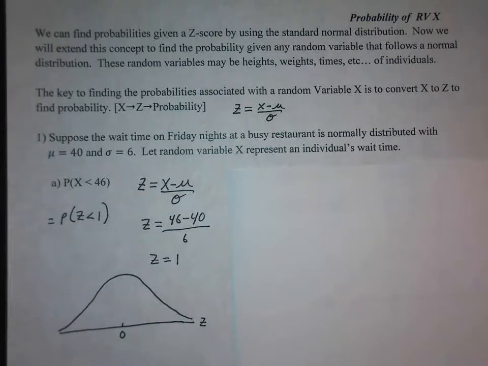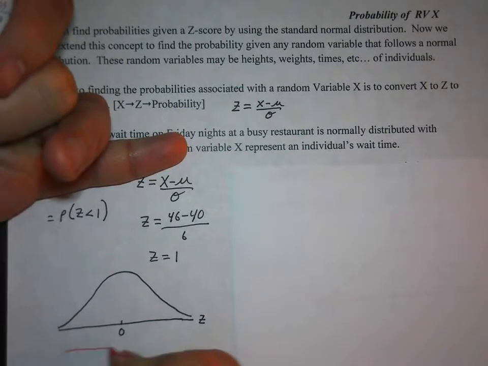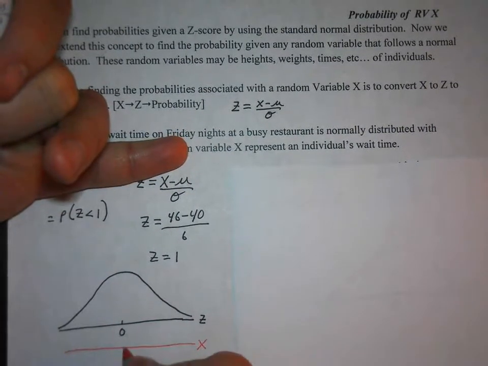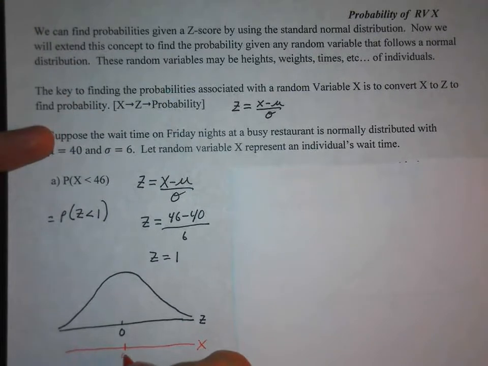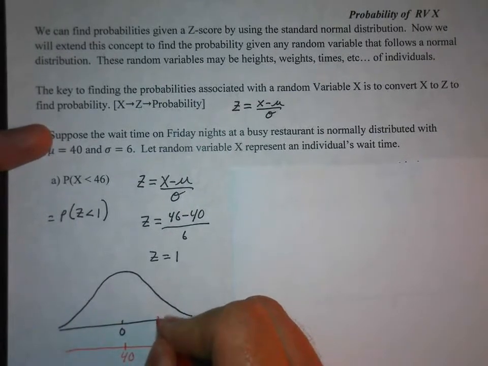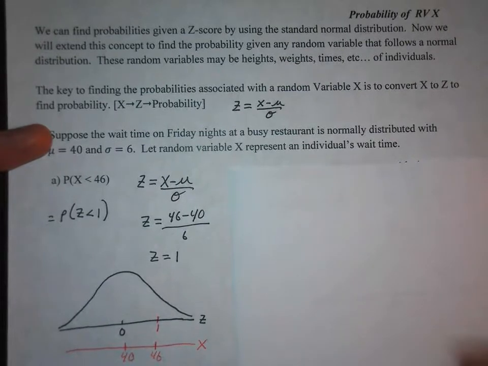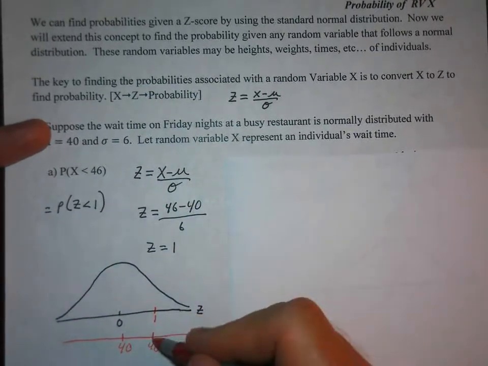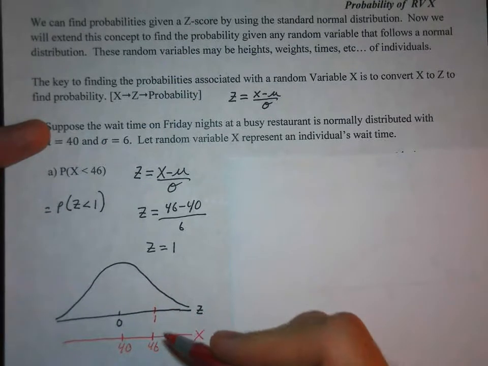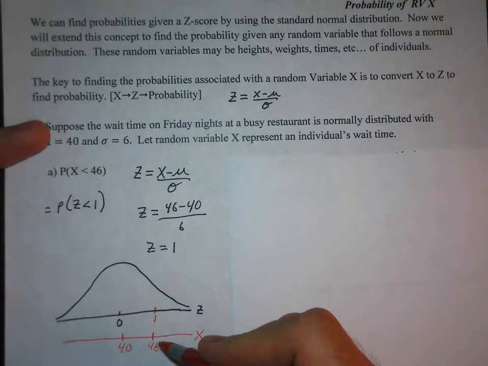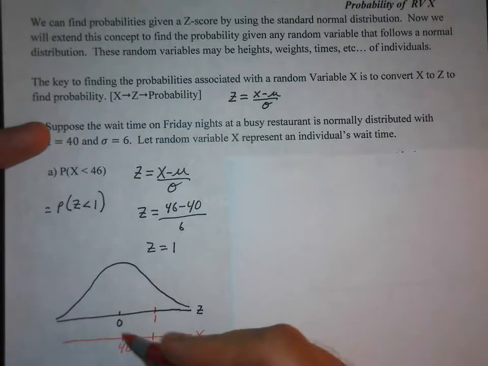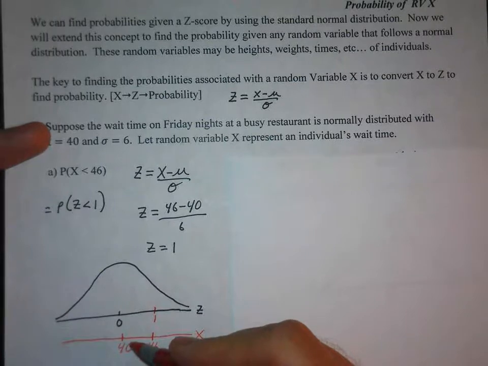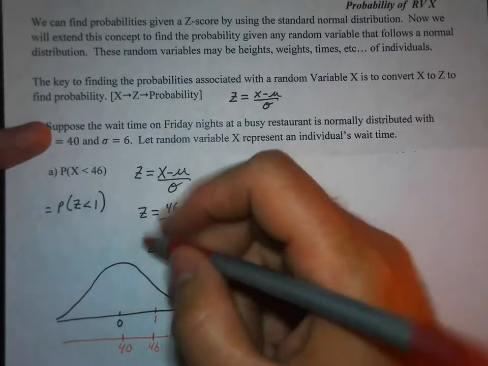And now we know that if this was an x-axis, we would have the mean of 40 right in the center, and 46 will be over here on the right of 40. Well, now what we know is that's a z-score of 1. So the same location where an x value of 46 is, we know that's a z-score of 1. And all that's saying is that 46 is 1 standard deviation above the mean of 40. So we want to find the probability that z is less than 1.